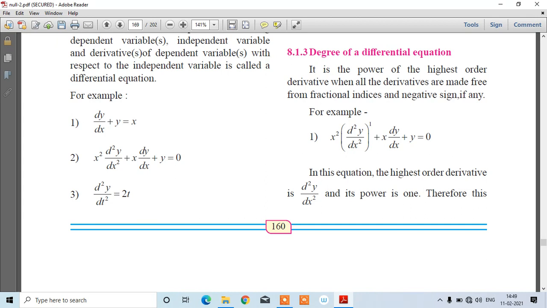Okay, so for example, the first one, x square into (d square y upon dx square) raised to 1 plus x into dy by dx plus y is equal to 0. Here the order of this differential equation is 2, because the highest order derivative is the second order derivative. And let us see the power of that. Here the power of d square y upon dx square is 1. So in this equation, the highest order derivative is d square y upon dx square and its power is 1. And there are no negative or fractional indices in this differential equation. So you can write the power as the degree of the differential equation, that is 1.